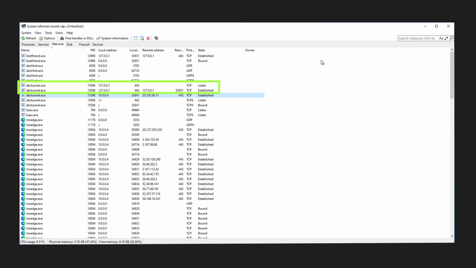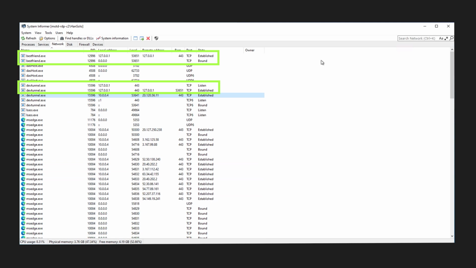First, we can see that DevTunnel listens on localhost port 443 and also maintains an established connection to the Microsoft DevTunnel server on port 443. When we examine bestfriend.exe's connections, we notice it has an established connection to localhost on a specific port. Now, crucially, we can also see that devtunnel.exe has a corresponding established connection to this very same port. Now, this indicates that these two processes are communicating with each other through this local connection.